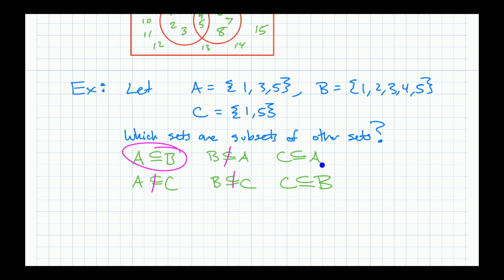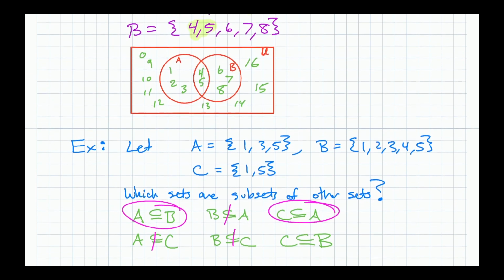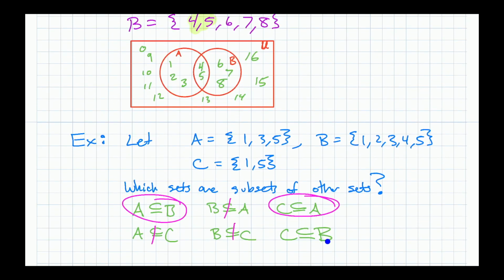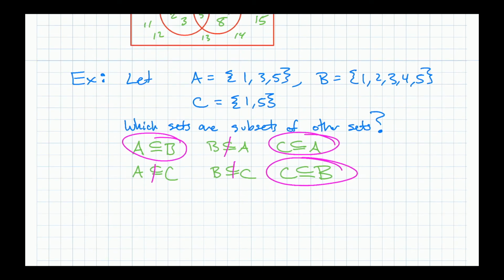Then we got C a subset of A. Here's C, 1 and 5. Are those also in A? Yes. So that's true. And then finally, last one, C a subset of B. Hey, come on, pointer. Where's my pointer? Well, 1 and 5 are indeed part of B. So C is a subset of B. Okay, so that's how subsets work. I think they should make sense.